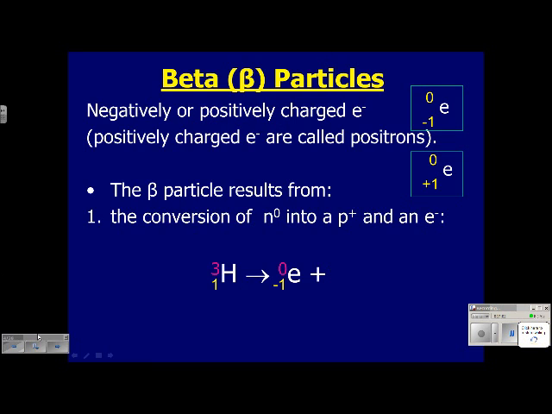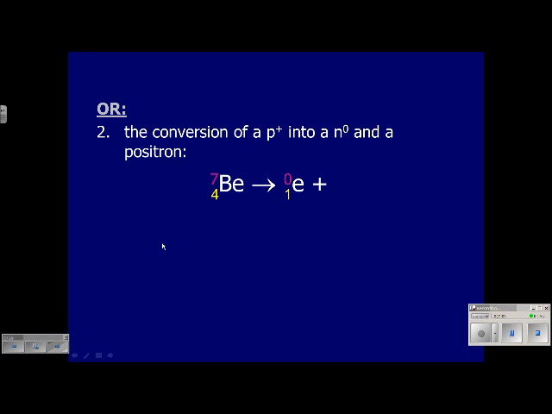Okay, move on to the next one. All right, so let's take a look at this one. In this case, we've got beryllium, mass number 7, atomic number 4, 4 protons, 3 neutrons, more protons than neutrons. Again, unstable.